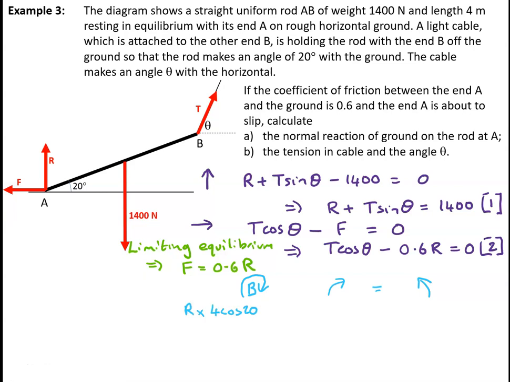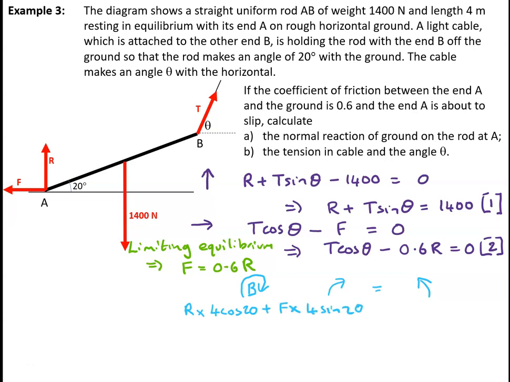F is also trying to turn the rod in a clockwise direction about the point B. The distance of the line of action of F away from B is the distance of B above the ground, which is 4 sine 20. So the moment of F about B is going to be F times 4 sine 20.